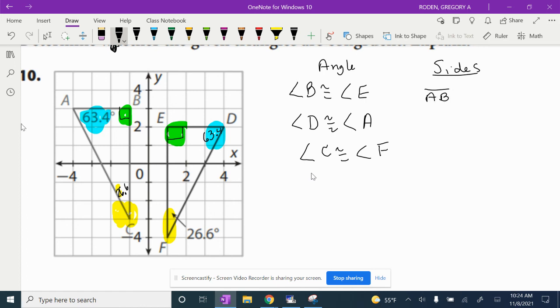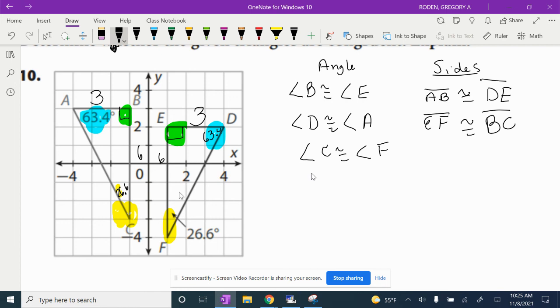How long is the measure of AB, class? 3. 1, 2, 3. What's its corresponding side? How long is that? 3. So now we can say that AB is congruent to DE. Y'all see that? Okay, what's another corresponding side we have to look at? EF. How long is EF? What is it? How long is BC? So we can now say that EF is congruent to BC because they're both 6.